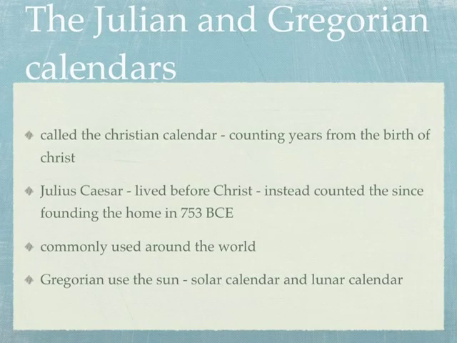As we've already said, the Julian or Gregorian calendar is commonly used around the world. It's also called the Christian calendar because it counts the years from the birth of Christ. The Gregorian calendar uses the sun and lunar calendar as references.